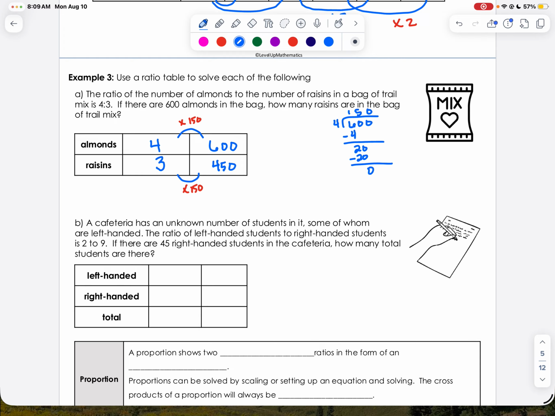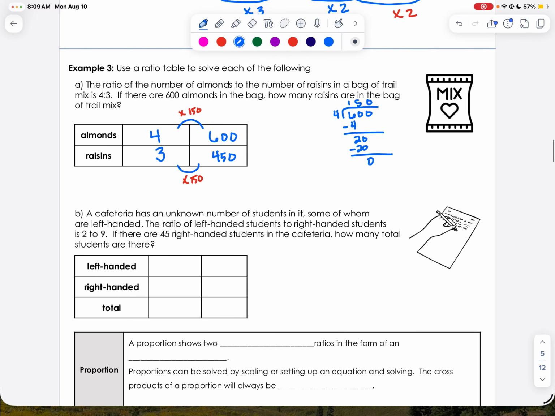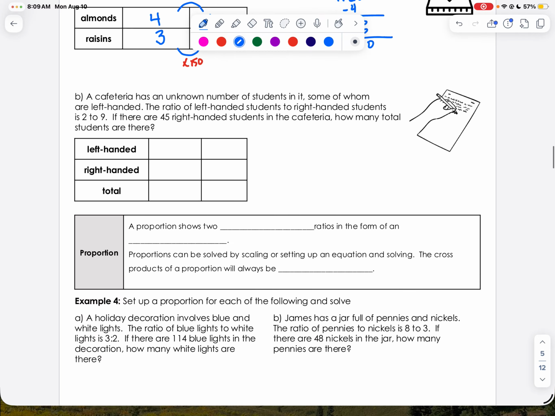All right. Let's look at another one. Something kind of interesting happens on this one. A cafeteria has an unknown number of students in it, some of whom are left-handed. The ratio of left-handed students to right-handed students is 2:9. If there are 45 right-handed students in the cafeteria, how many total students are there?